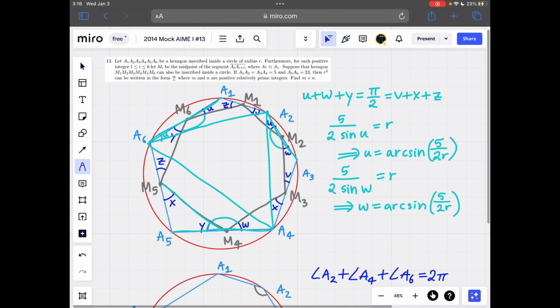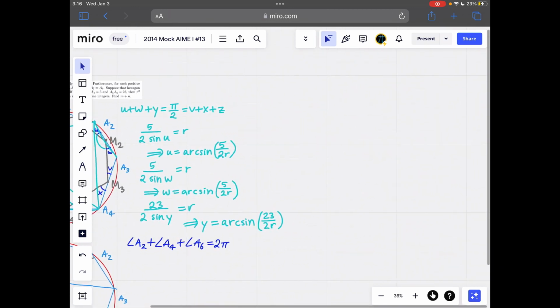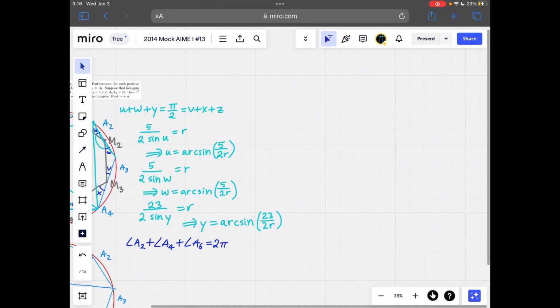These angles here are going to equal each other. So angle A5, A4, A6 is equal to Y. Therefore, A5, A6 is 23 over 2 sine Y is equal to R. And that means that Y is equal to arc sine 23 over 2R. So now we have the exact values of U, W, and Y in terms of R.